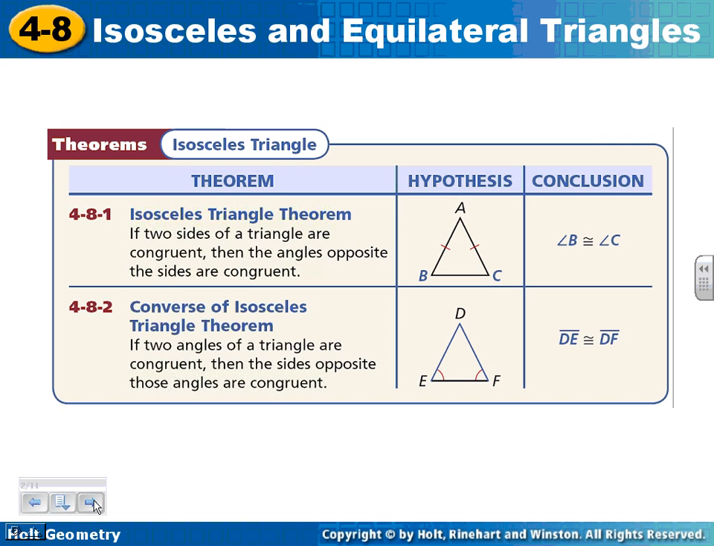Here's some theorems dealing with isosceles triangles. Theorem 4.8.1, isosceles triangle theorem. If two sides of a triangle are congruent, in other words, if you have an isosceles triangle, then the angles opposite the sides are congruent. So if you look at this diagram, congruent, congruent, that means angle B and angle C would also be congruent. The next theorem is just the converse of that. It's backwards. It says if these angles are congruent, then we can add tick marks there and there. So really a pretty handy theorem.